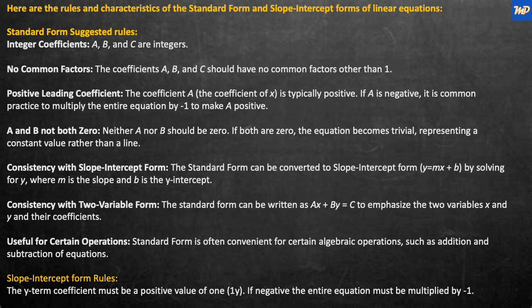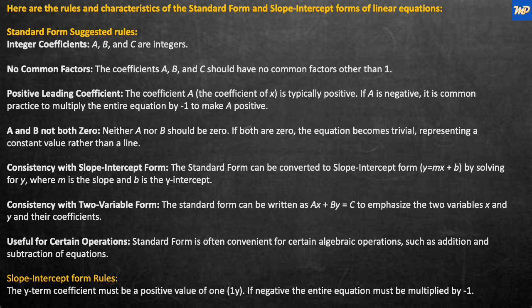So before we get started with our exercises, I'd like to discuss some of the rules and characteristics of the standard form and slope-intercept forms of linear equations. For the standard form, suggested rules: integer coefficients, a, b, and c are integers. No fractions. No common factors. The coefficients of a, b, and c should have no common factors other than 1. So if everything is multiplied by 2, you should be dividing the 2 out to reduce the common factors.